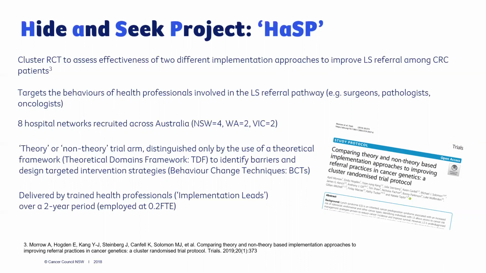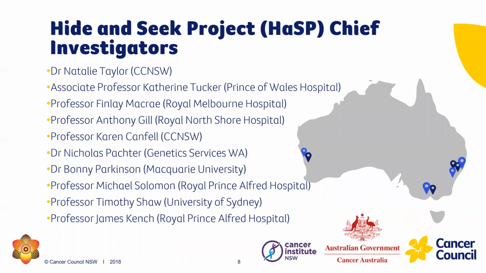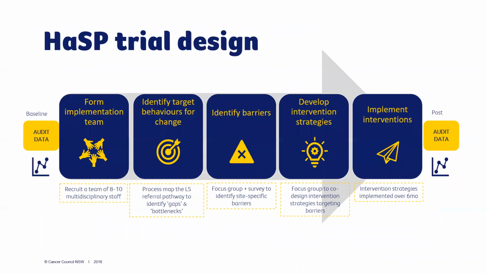The theory or non-theory trial arms are distinguished only by the use of a theoretical framework, the theoretical domains framework, to identify barriers and design targeted intervention strategies, so behaviour change techniques. These implementation approaches are delivered by trained health professionals, which we will refer to as implementation leads, over a 2-year period employed at 0.2 FTE. Here's a list of the Hide and Seek project investigators and exactly where all of the hospitals are positioned in Australia. And this is an overview of the HASP trial design.